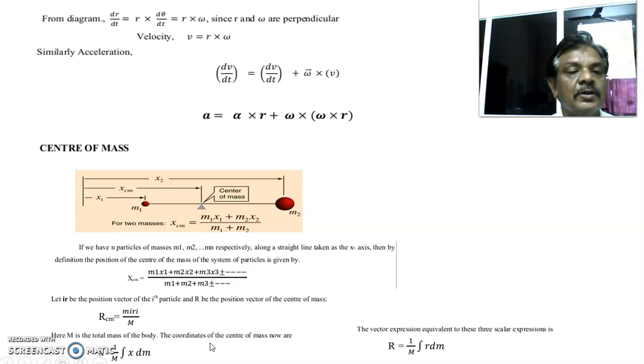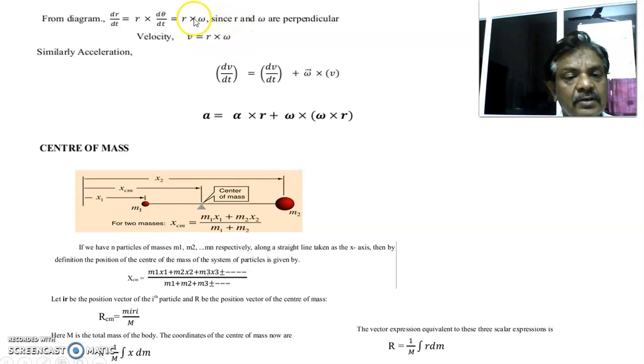Coming to the equation of the rigid body, we have the general equation: velocity V is equal to r bar cross omega. V can be written as dr by dt, r is as it is, omega is d theta by dt, so that V is r cross omega.